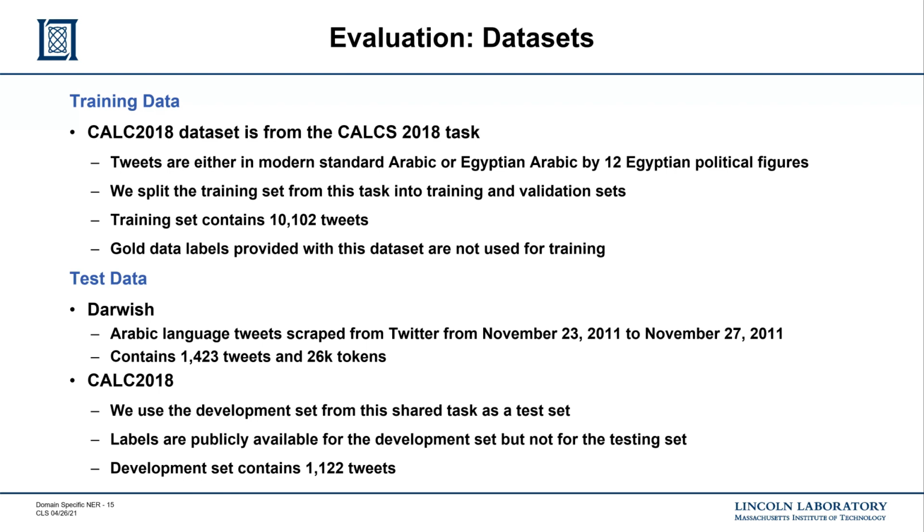Our training set contains about 10,000 tweets. This approach doesn't need labeled data at all, so we remove the gold labels and don't use them at all for training. For test data, like I said, the resources for Arabic Twitter data are not very plentiful. There's a Dervish data set that contains about 1,400 tweets and 26,000 tokens. Those are Arabic language tweets scraped in a certain time period. And we also use the development set from Calc 2018 as our test set. So, 2 different sets. The reason we took the development set instead of the published test set is that the labels are not publicly available on the test set, and we want to be able to calculate the performance. That set contains about 1,100 tweets.